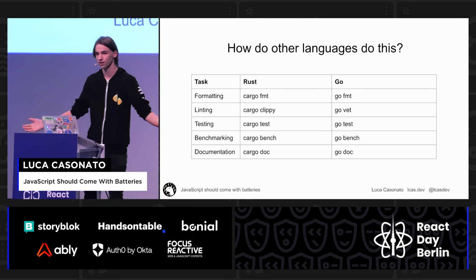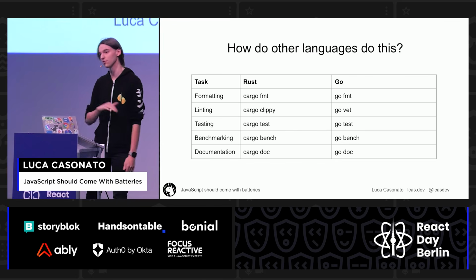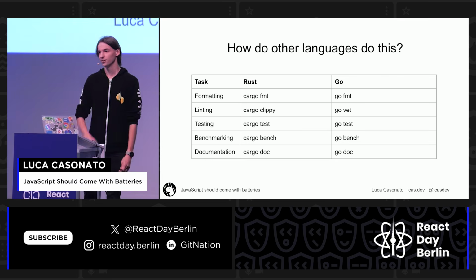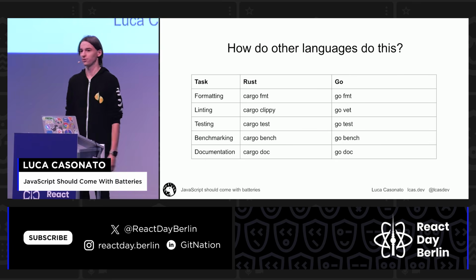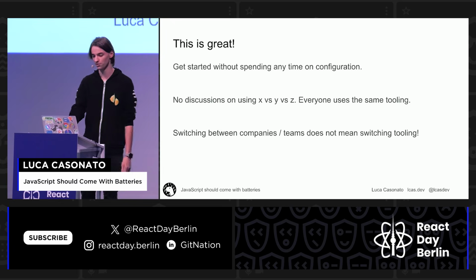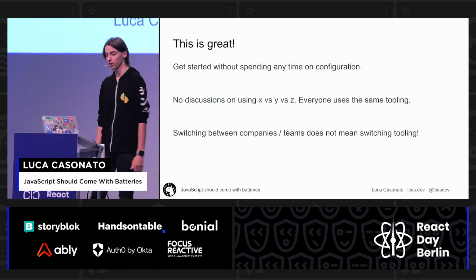Like formatting comes out of the box. Testing comes out of the box. Everybody uses the same test runner. And like, I mean everyone, right? Like this is not 80% of people use the same test runner. Everyone uses the same test runner. Documentation generation, benchmarking.